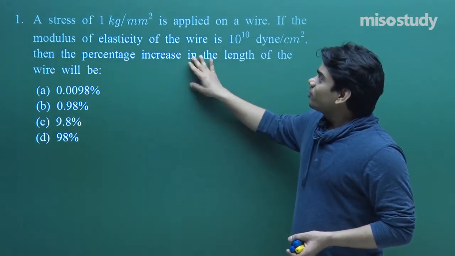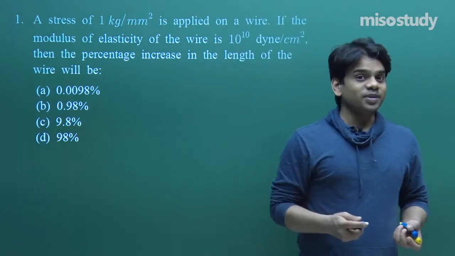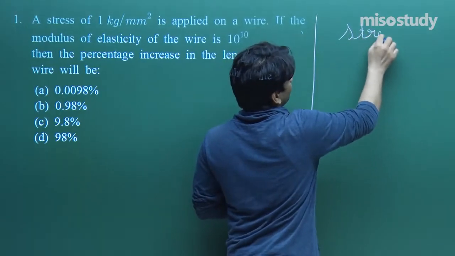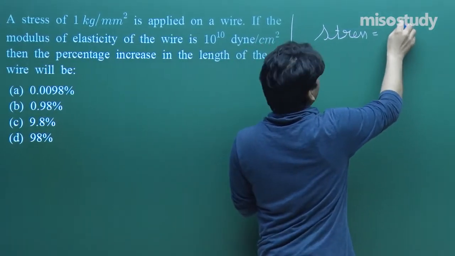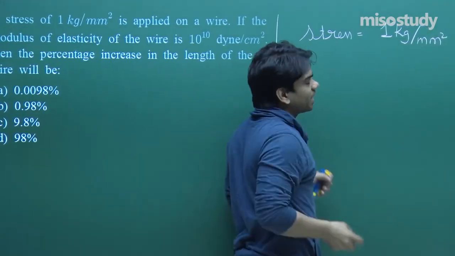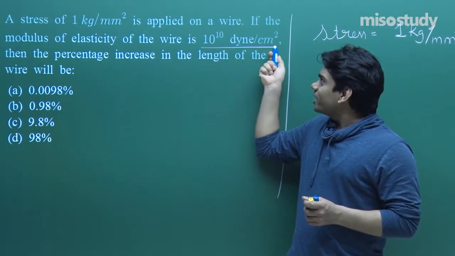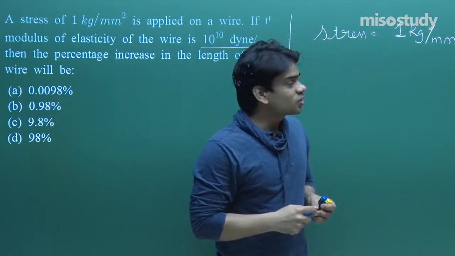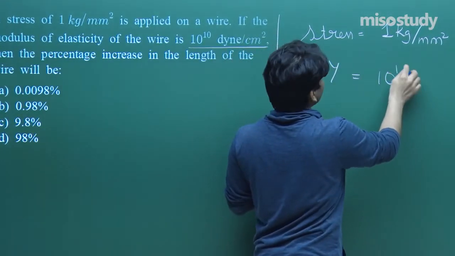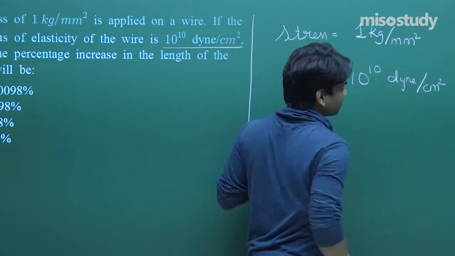If the modulus of elasticity of the wire is 10 to power 10 dyne per square centimeter, let me write down the specifications that have been given to us. It is given that the stress applied is 1 kg per square mm. This is what has been given to us. Next, the modulus of elasticity of the wire, Y, is equal to 10 to power 10 dyne per square centimeter. This is what has been given to us.